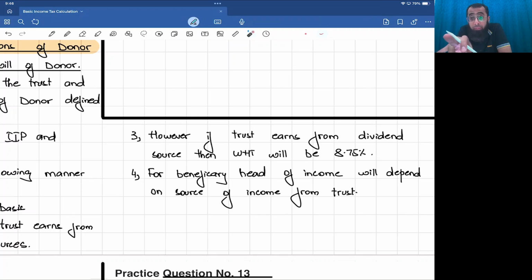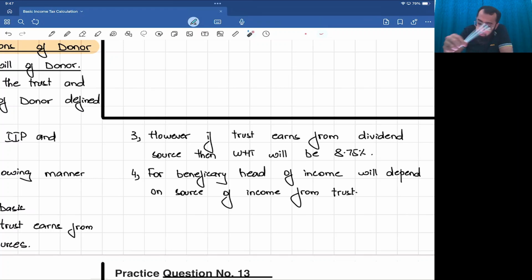In easy words, the withholding tax is the basic rate of tax. In discretionary trust, it was the additional rate of tax. In IIP, it's the basic rate of tax. If the trust earns from non-saving sources, it's 20%, which is the non-saving basic rate. For saving also, the basic rate is 20%. We will study this. In dividend, the basic rate is 8.75%. The withholding tax will be the basic rate.